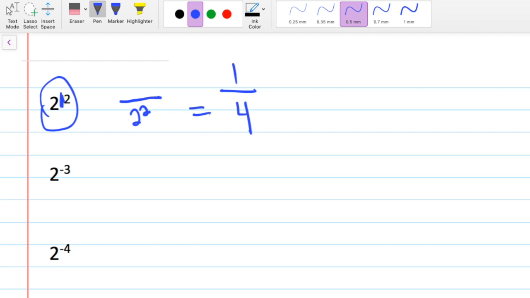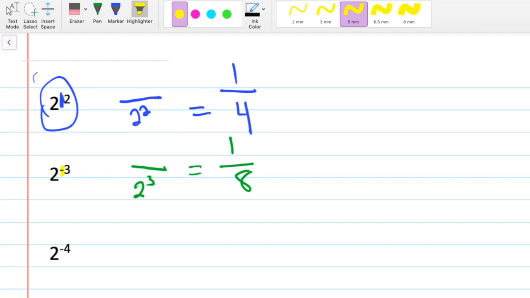So let's do it again. All right, right here, what do we see? We see a negative sign. We don't like that. What do we do with the negative sign? We turn that little minus into the division bar, and now we write this whole thing at the bottom. 2 to the third equals 1 over 8. Easy. All right, let's do another one.